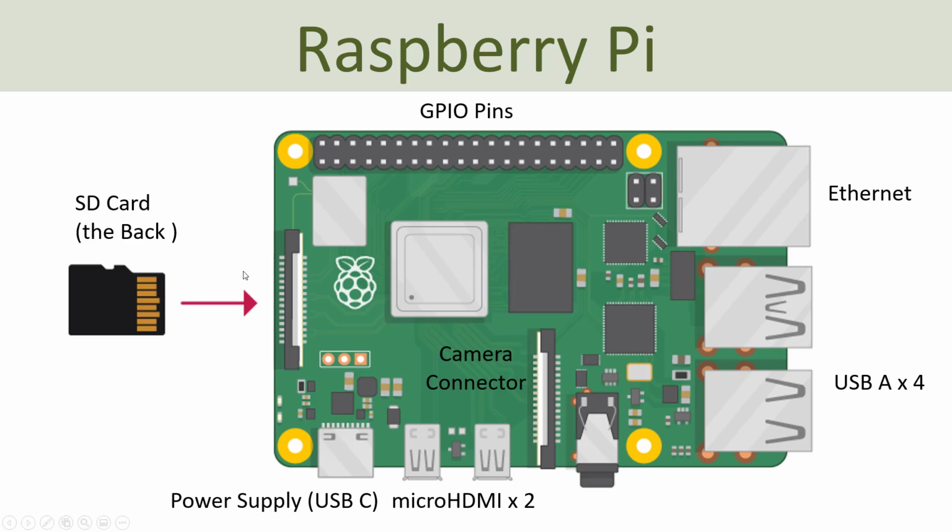In order to install the necessary operating system on the Raspberry Pi, you need to install the operating system on an SD card, which you do on your desktop computer. And when you have installed the necessary operating system on the SD card, then you just insert the SD card into your Raspberry Pi device, and then you can plug in the power supply, and then you are up and running.